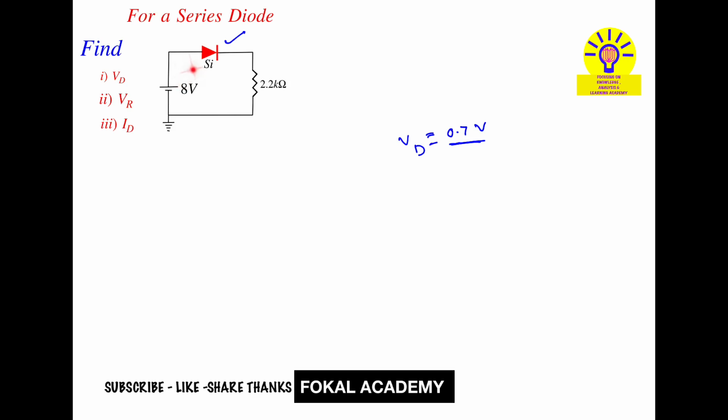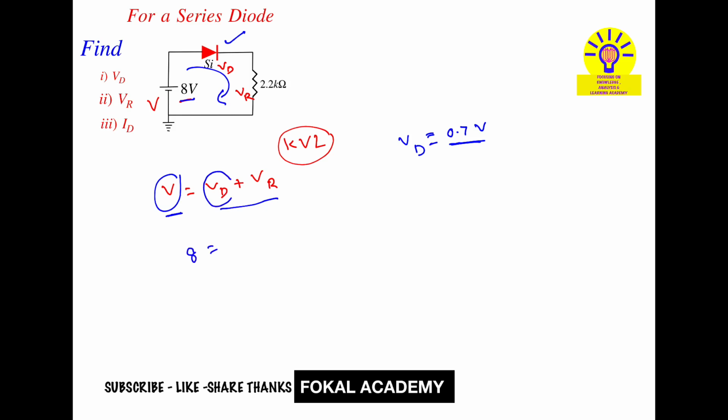In the loop, the total voltage is the sum of the voltage at the diode and the voltage at the resistor. That is, total voltage V is equal to Vd plus Vr according to the KVL law. According to Kirchhoff's law, in a loop, the sum of all voltage drops is equal to the source voltage. The source voltage is given as 8 volts. So 8 equals, and the diode voltage is fixed, that is 0.7 volts. Whenever this voltage is reached, the diode will be in the on state. This is the cut-in voltage.